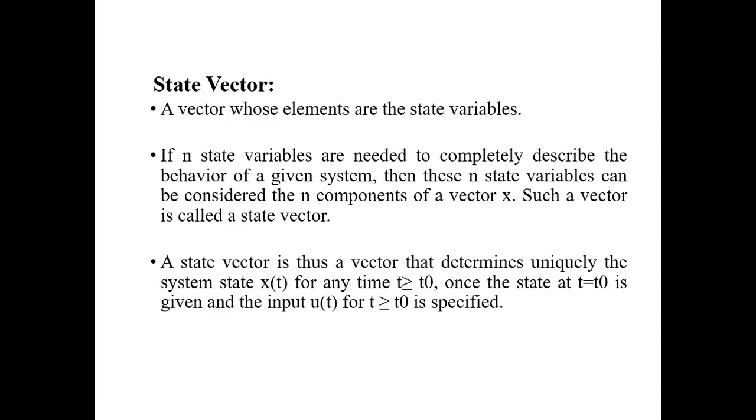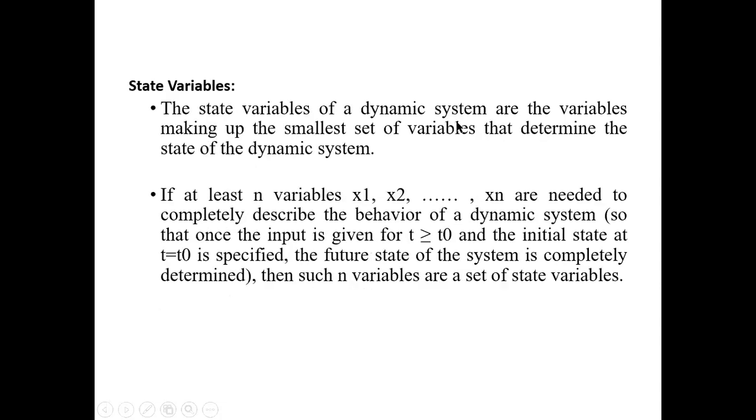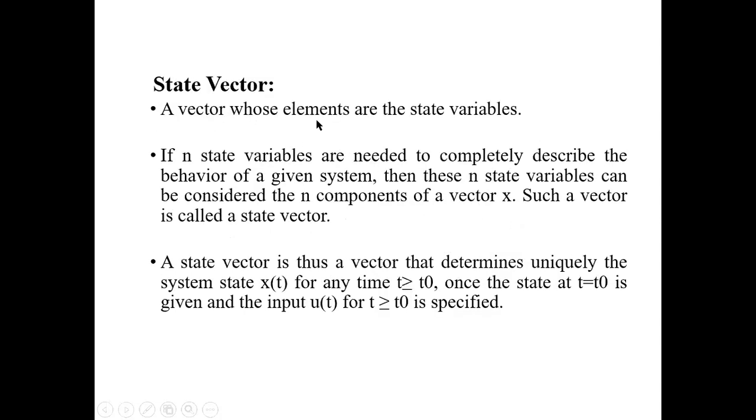What is a state vector now? A state vector is a vector whose elements are the state variables. Just like this: if n variables are there and x is the variable that you are using to represent the state variable, it will be x1, x2 up to xn, and all these are the elements of the vector.